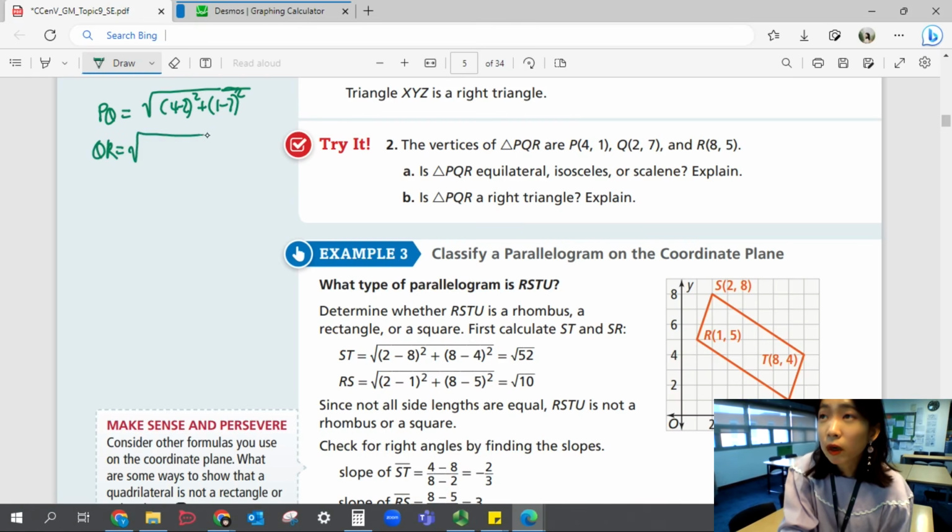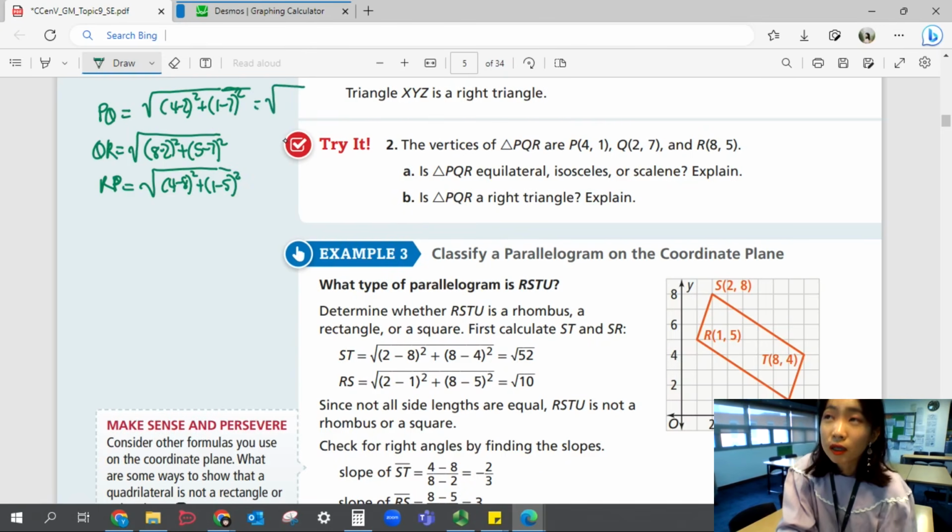And let's set it up first. QR will be the square root of, looking at your points, 8 minus 2, so now I'm going to do R minus Q. So 8 minus 2 squared plus 5 minus 7 squared. And then the distance RP is going to be 4 minus 8 squared plus 1 minus 5 squared.